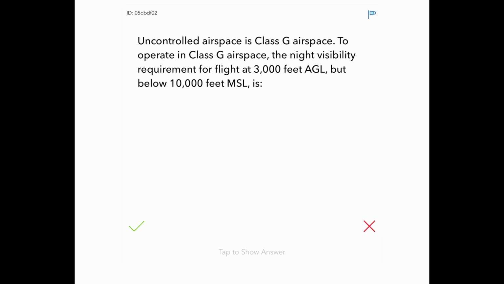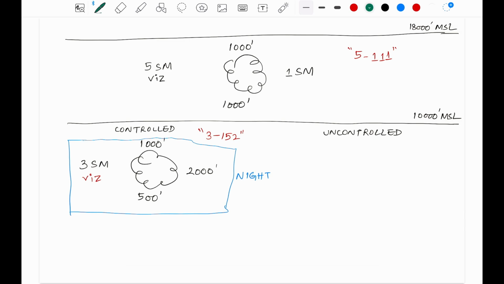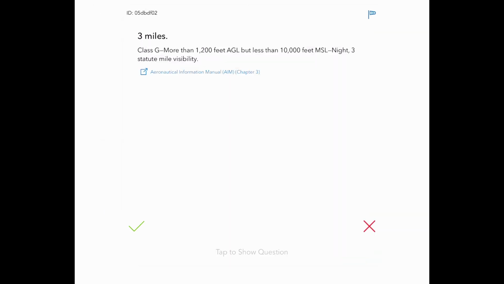Now, night visibility doesn't matter whether you are in controlled or uncontrolled airspace. Also, it doesn't matter whether you are above 1,200 feet AGL or below, right? At night, the visibility requirements are 3 Cessna 152. So, 3 statute mile visibility, 1000 feet above, 500 feet below, and 2000 feet horizontal. So tap to show answer.